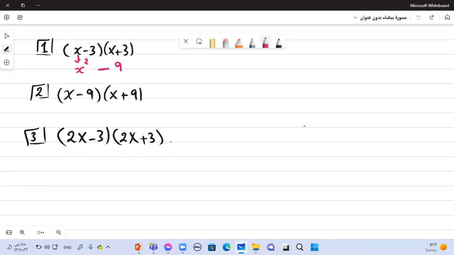Important thing: x minus 9 and x plus 9, the same bracket, the same value, one of them positive and another negative. So how can you solve it? x to the power of 2. Why? x multiply x, x squared. Minus 9 multiply 9, 18.